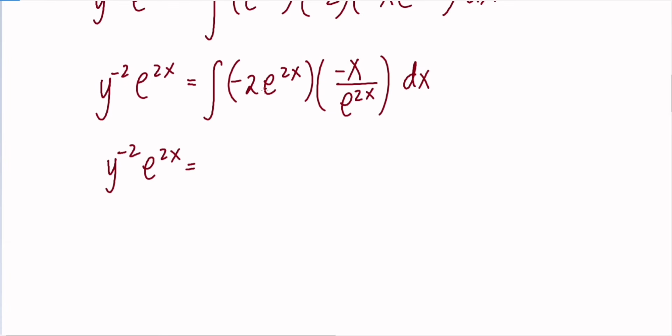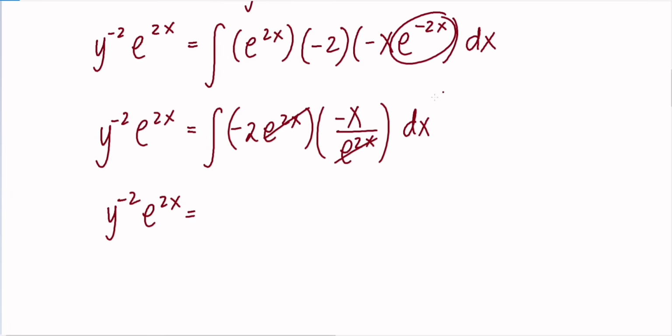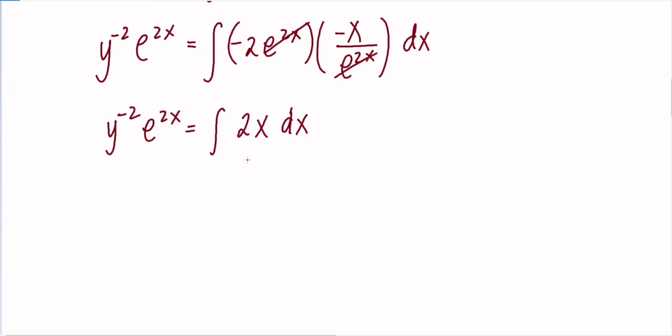Okay, so, copy lang ulit to. Equals, so dito guys, cancelled si e raised to 2x kasi yung negative 2x na to, pag nilipat nyo sa baba, okay, maka-cancel siya dito kasi numerator, denominator, so cancel sila. So, negative 2 times negative x is positive 2x. So, positive 2x dx. Ayan. So, pwede na natin i-simplify, pwede na natin i-integral since sobrang simplified na yan, no? So, y raised to negative 2 e raised to 2x equals, so, integral ng 2x dx would be 2x squared over 2 plus c. So, cancel g2.